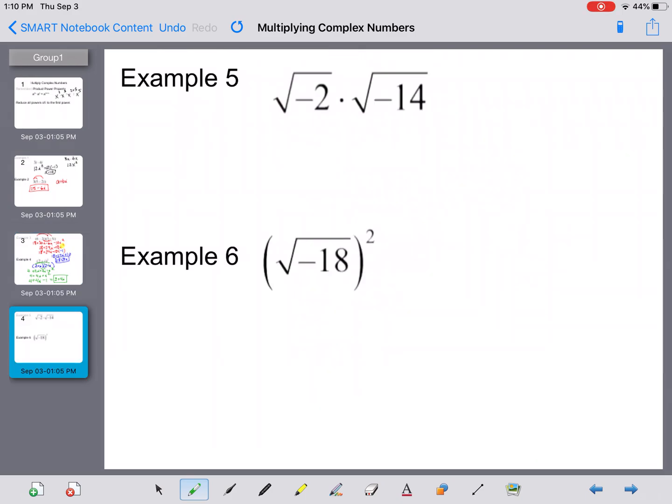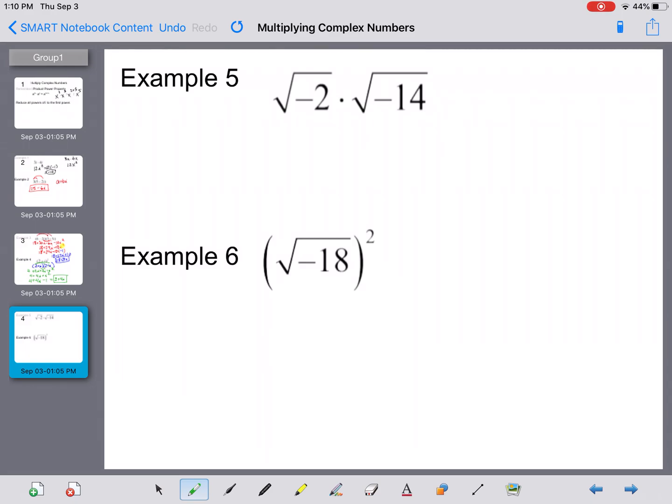Lastly, we can look at working with radicals in this manner. So if you are ever given a radical with a negative underneath it, you need to simplify the i's before we do anything else. So you can't multiply negative 2 times negative 14, or else you will miss out on part of the problem.